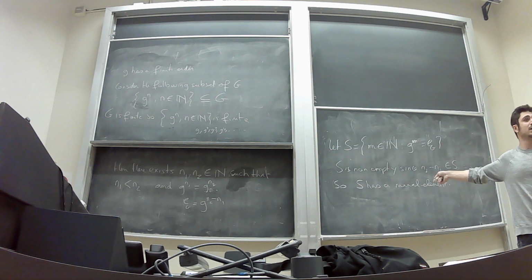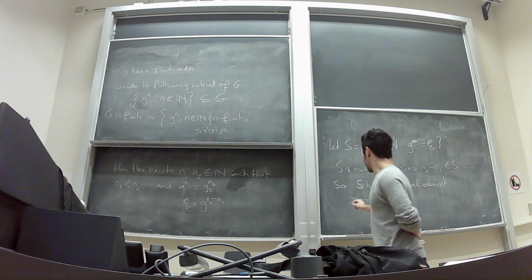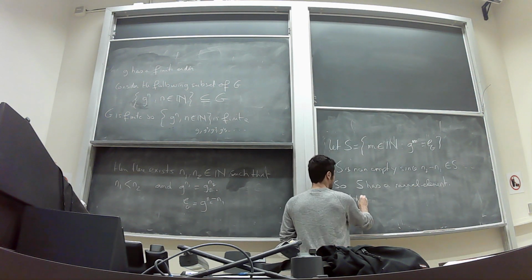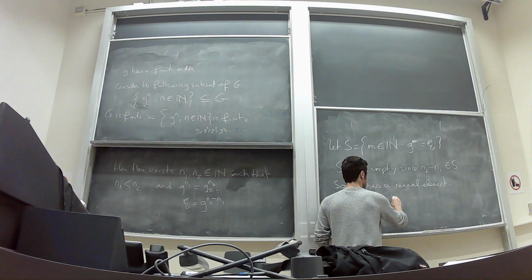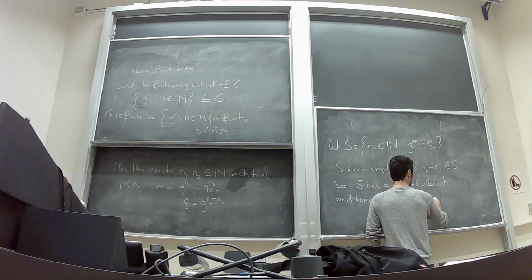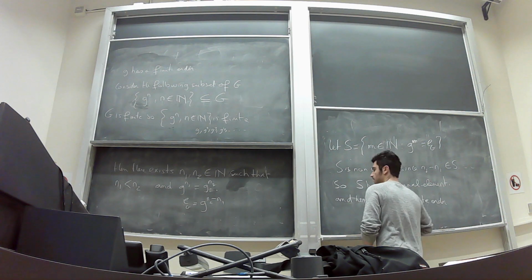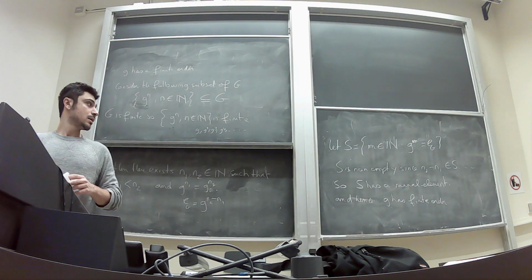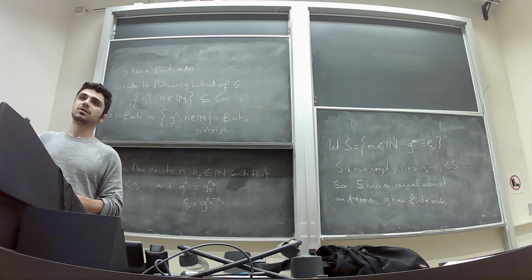Okay, so S has a minimal element, and hence g has finite order. Okay? Great. We'll continue the other part next time, that the order of g divides the order of the group.